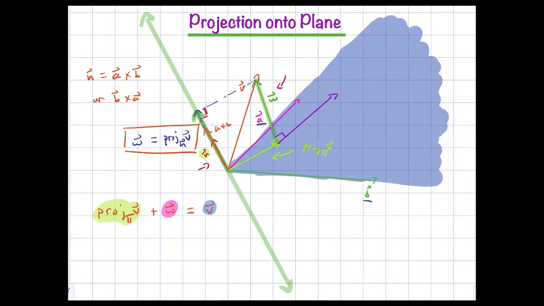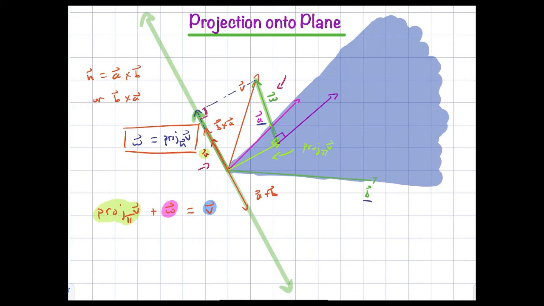Because a cross b will be like that. Actually, that will be b cross a. Being a liar, we have to keep in mind our right-hand rule. That's b cross a, and then this will be a cross b. And the span of those vectors, because they have opposite directions, is going to be the same. The span of a vector and the negative of that vector is always the same.